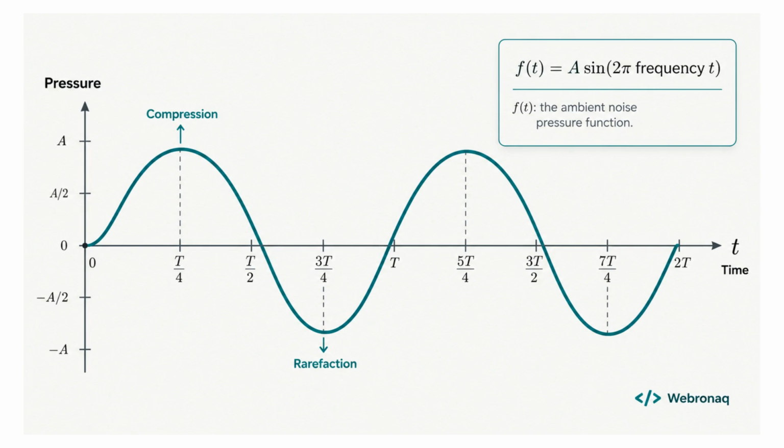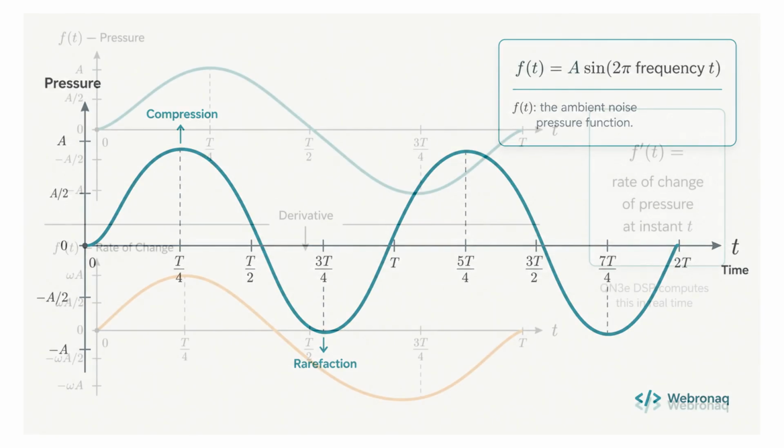Quiet background noise, like the hum of an airplane cabin, is a fairly regular, repeating wave. That regularity is exactly why calculus is the right tool to work with it. Once we have noise expressed as a smooth, continuous function, every concept from your calculus course becomes available: derivatives, integrals, optimization. The derivative is where we start next.